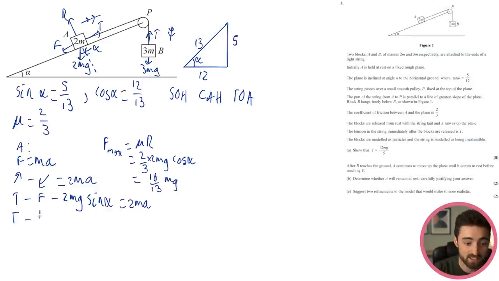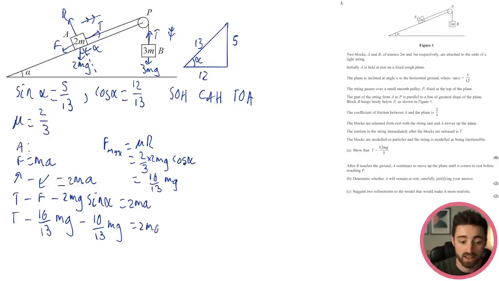Perfect. Stick that in there. So 16 over 13 mg. Right, what else have we got? 2mg times sine alpha, but we already know sine alpha because we did the work before, right? So I'm going to get 2 times 5 over 13 lots of mg. So that's minus 10 over 13 mg. This is good, this is good.